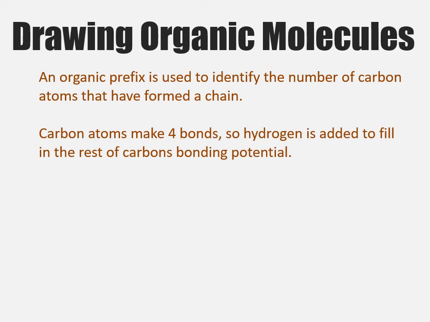Carbon atoms make 4 bonds, so hydrogen is added to fill in the rest of the carbon bonding potential. If we see that a carbon is only making 3 bonds, then we'll add a hydrogen to that carbon because all carbons make 4 bonds.